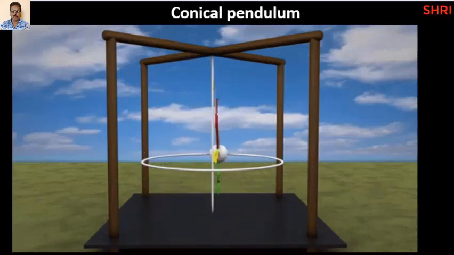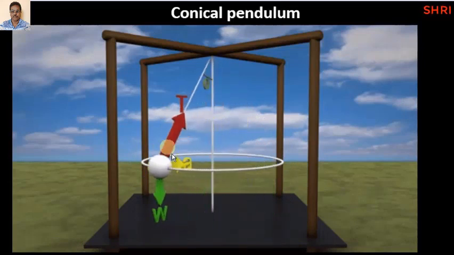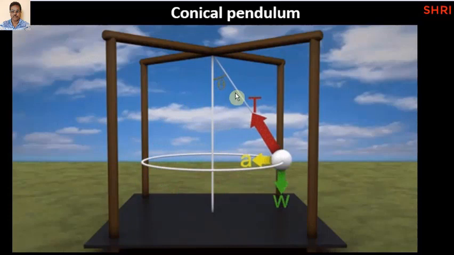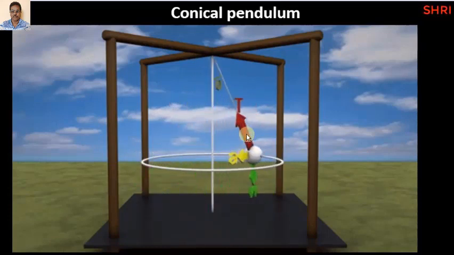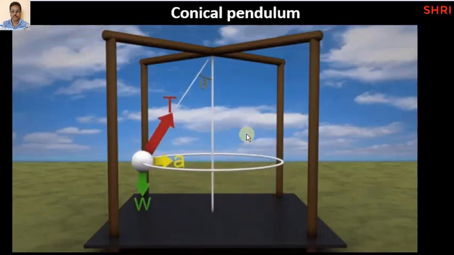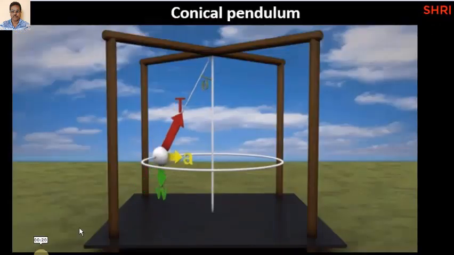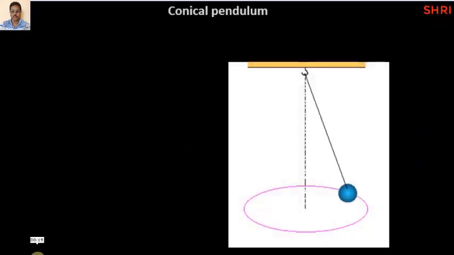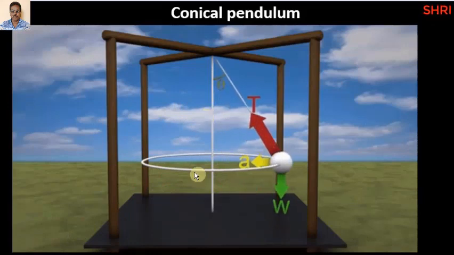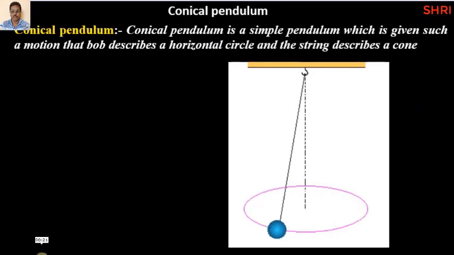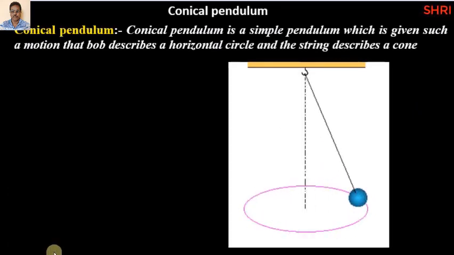If the mass is given motion in such a way that it performs circular motion in a horizontal plane and the string describes a cone, then it is called a conical pendulum. See this video: this white mass is performing circular motion in a horizontal circle and the string is describing a cone, so this is a conical pendulum. Now in today's lecture we have to derive the expression for the period of a conical pendulum.